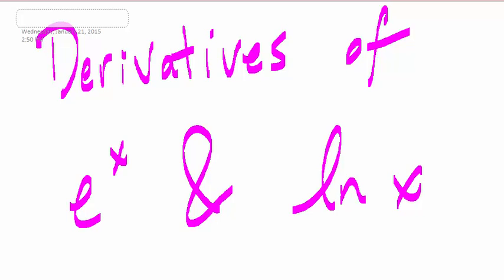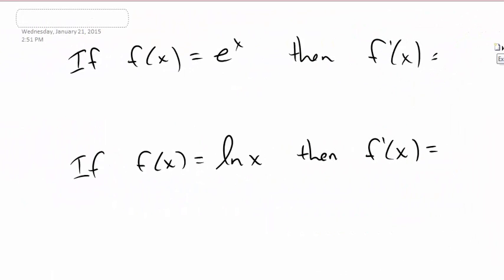So we've looked at how to find the derivative of power functions and different combinations therein of power functions. But there are more than just power functions out there. And the two that we're going to focus on right now are inverses of each other. They're e to the x and the natural log of x. And the derivatives of these are not really what you would expect, maybe.